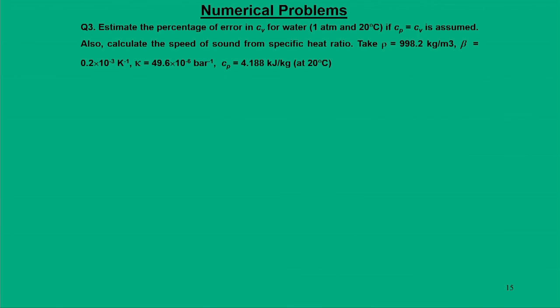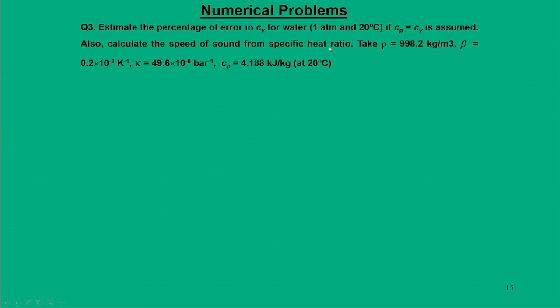And the last problem that we are going to discuss is about the relation between Cp and Cv. The problem says: what is the error in Cv for water at 1 atmosphere and 20 degree centigrade if Cp is assumed equal to Cv? Whether this is logical or not, you have to find out. The second part of this problem is to find the speed of sound as a function of specific heat ratio. So, the first relation that we have to recall is the Cp minus Cv relation.